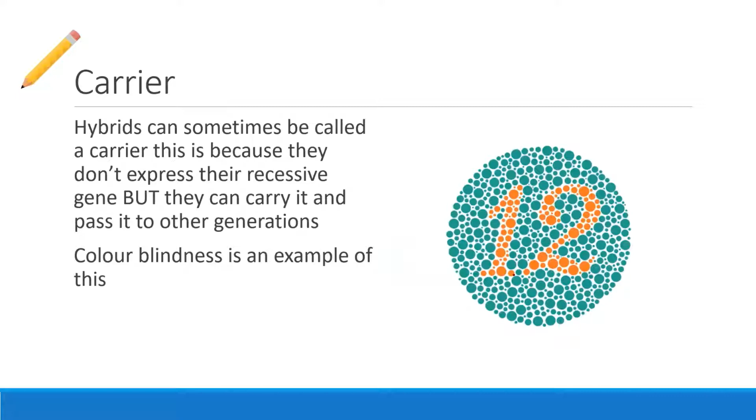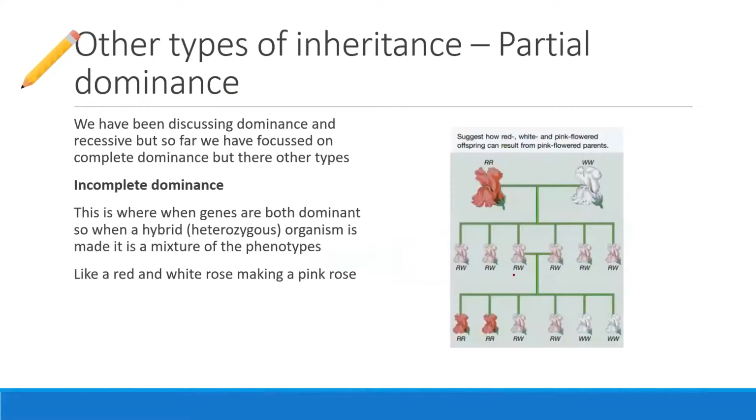Hybrids can sometimes be known as carriers because they have these genes hidden in their DNA that they don't use, but they carry them and they can give them to other generations. And then we talked about this idea of partial dominance.